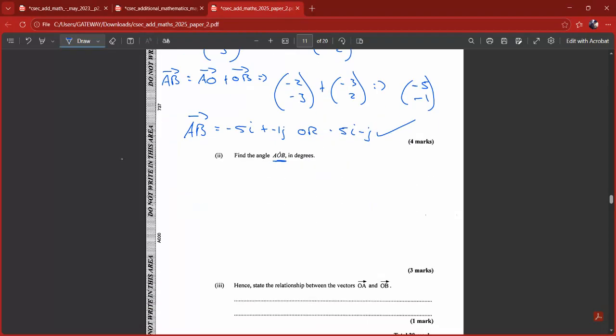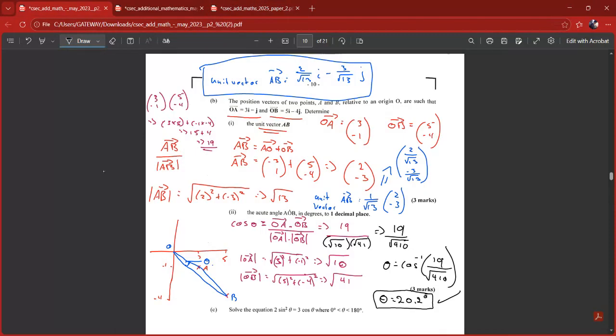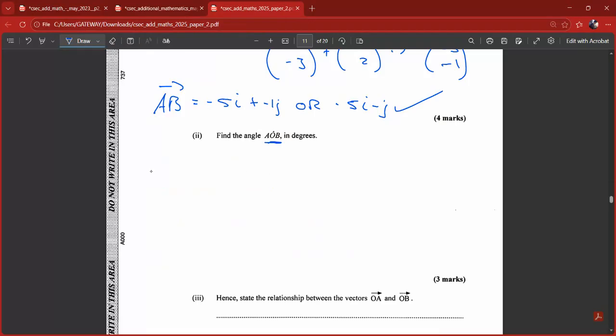Now, part 2, they say find the angle AOB. So you can see the general trend: questions coming similar. You just did a question like this. I want you to find the angle in between. Look at here, and this is 2023. Right? So I'm just going to write the formula. So theta would be cos inverse of the scalar product OA dot OB, which I think we already got, all over the modulus of OA times the modulus of OB.